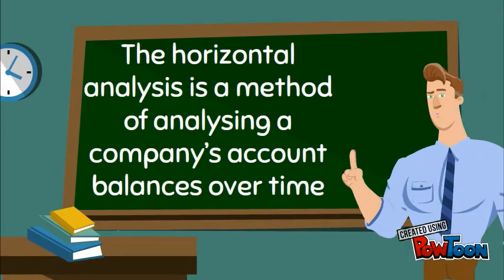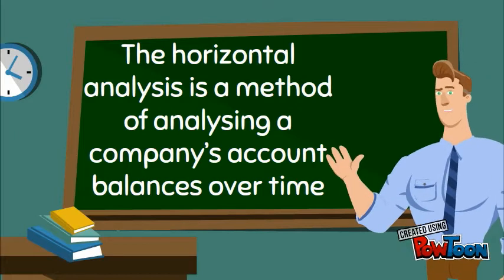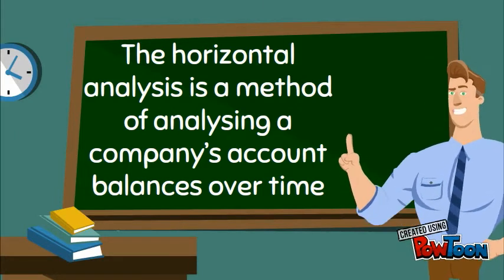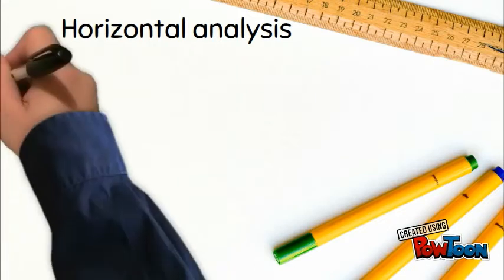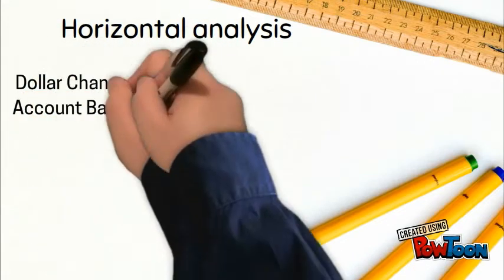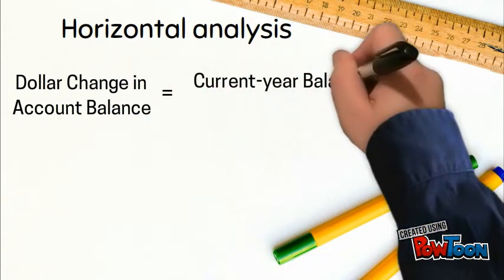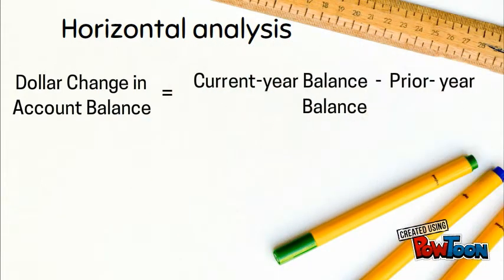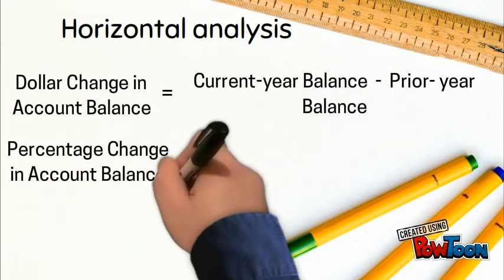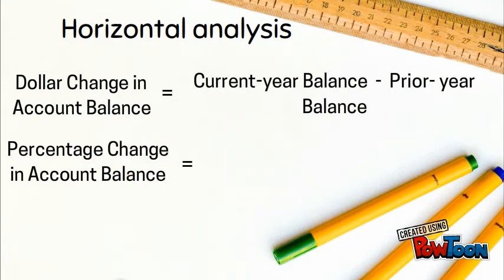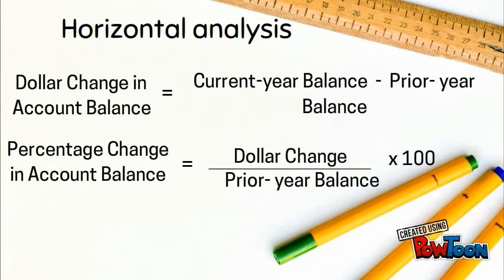The horizontal analysis is a method of analysing a company's account balances over time. The horizontal analysis is calculated as follows. First, the dollar change in the amount is determined, and this is calculated by deducting the prior year balance from the current year balance. This answer depicting the dollar change is then divided by the prior year's balance and multiplied by 100 to yield a percentage change.